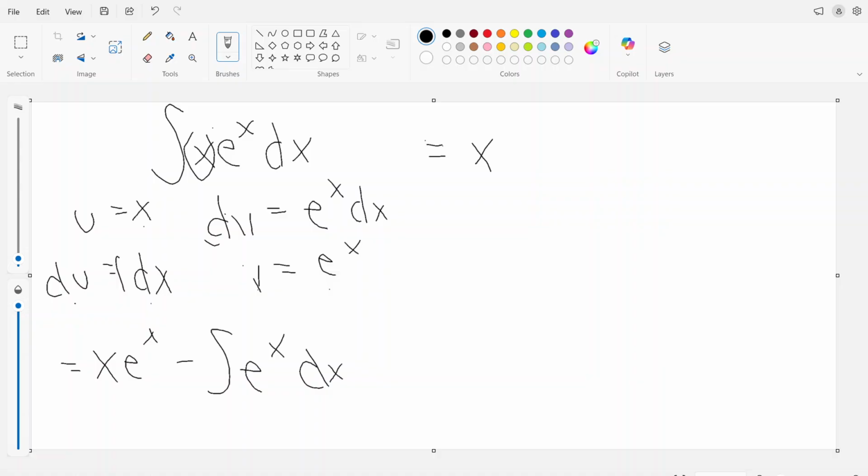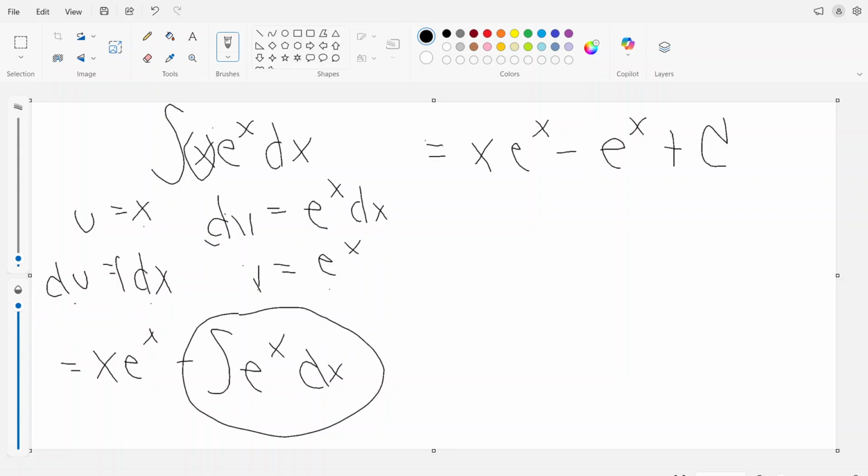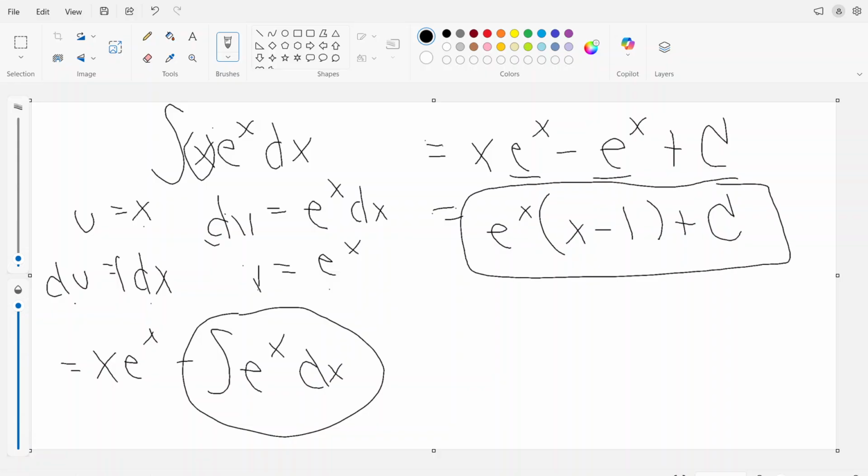So this is x e to the x. The integral of e to the x is just e to the x. But then remember, because it's an indefinite integral, we have to write a plus c. So now, to really simplify it, we can factor the like term e to the x from both the terms. So this becomes e to the x times (x minus 1) plus c. So this is our whole answer. And look at that. We just did our first real problem of IBP.